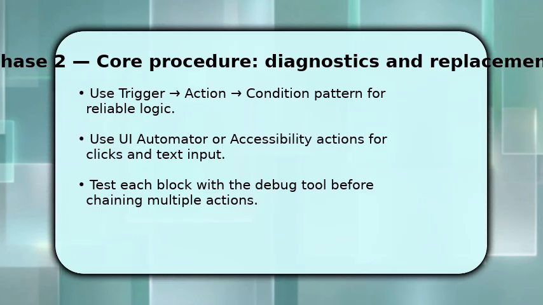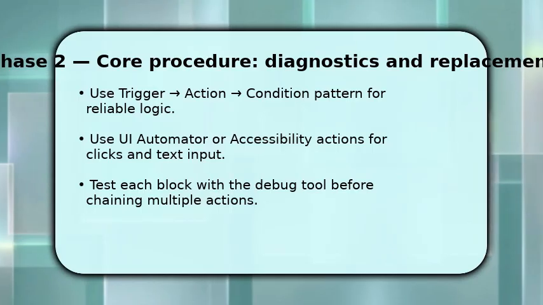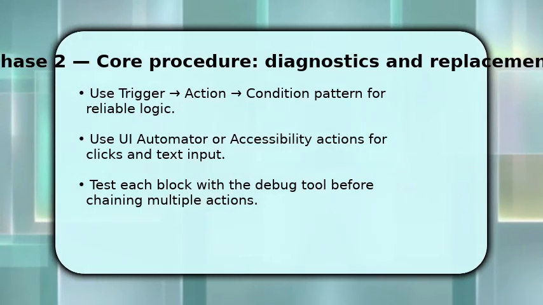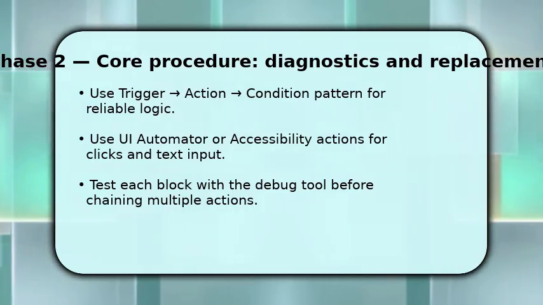Once blocks are added, use variables for dynamic values like timestamps or IDs, and connect error branches so the flow recovers. Make sure to run each block in debug mode. That way you catch selector mismatches and timing issues before they compound.